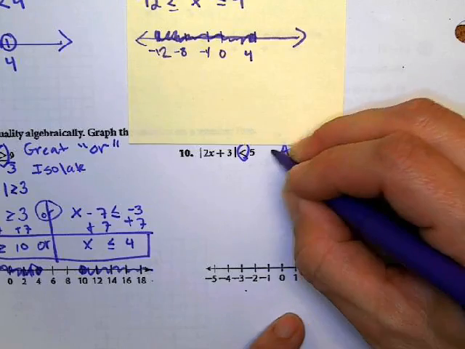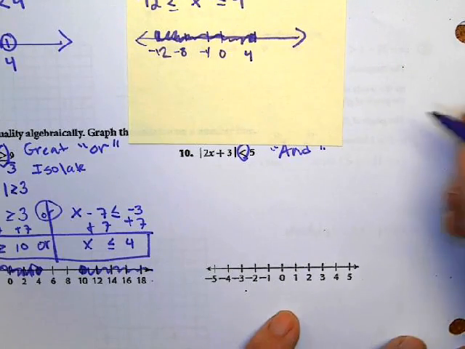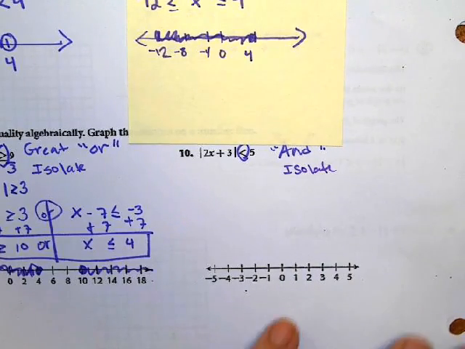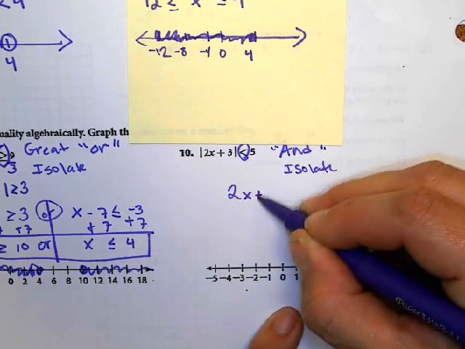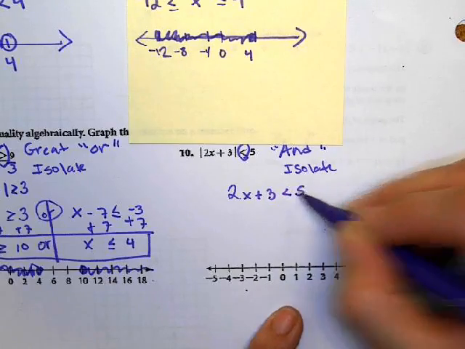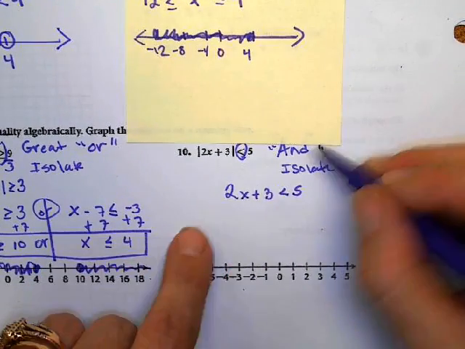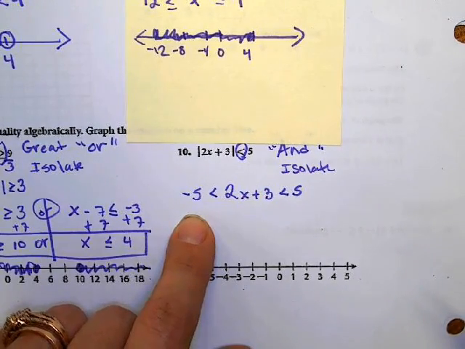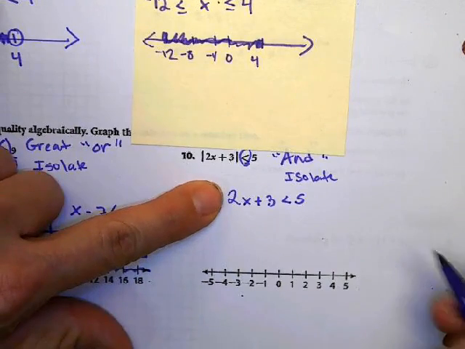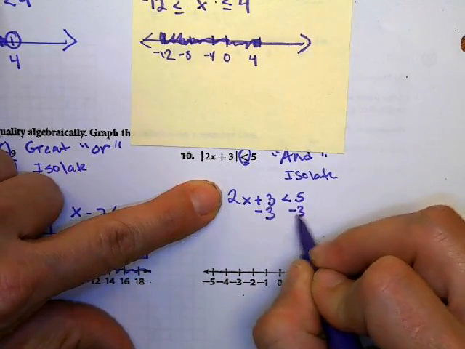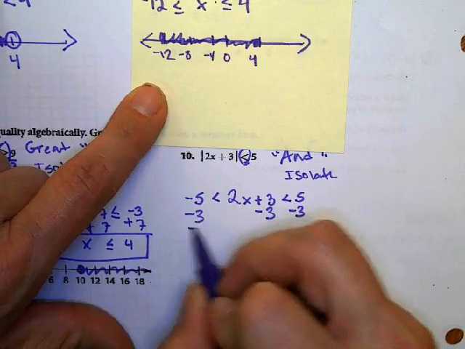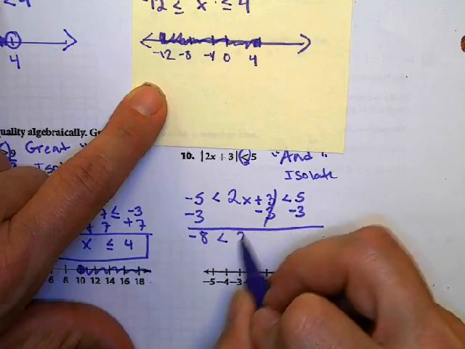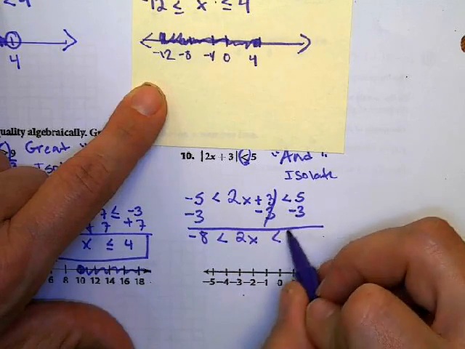So I know I have an and. I would normally isolate. Well, it's already isolated, so I can skip that step. So I'm going to drop my bars. I have less than 5. It is an and statement, so I'm going to add a -5 onto the other end and switch my inequality. I'm going to start in the middle. I'm going to subtract 3 from the middle, from the right, from the left. -5 minus 3 is -8. 2x stays. 5 minus 3 is 2.